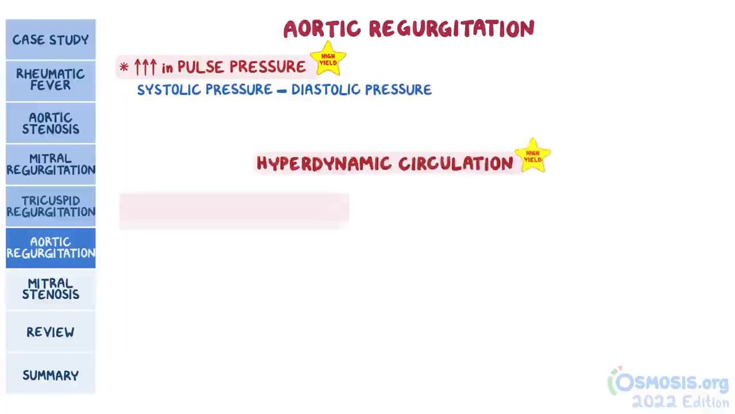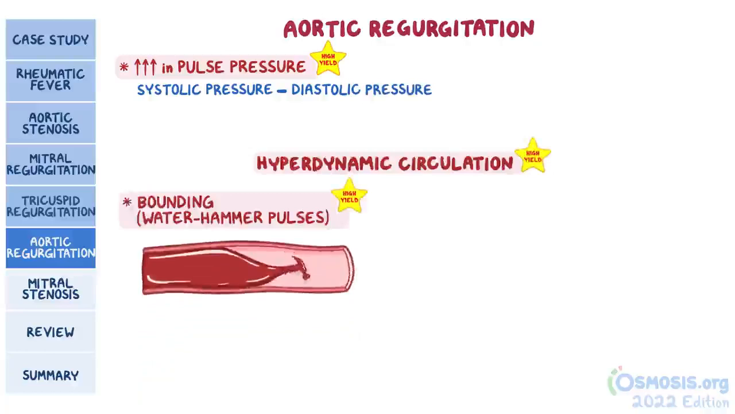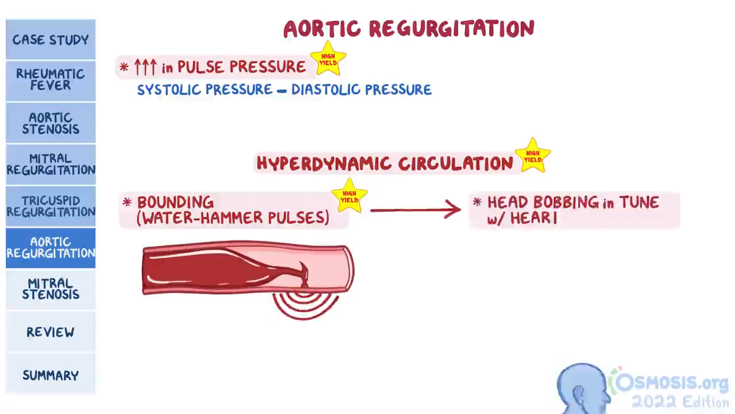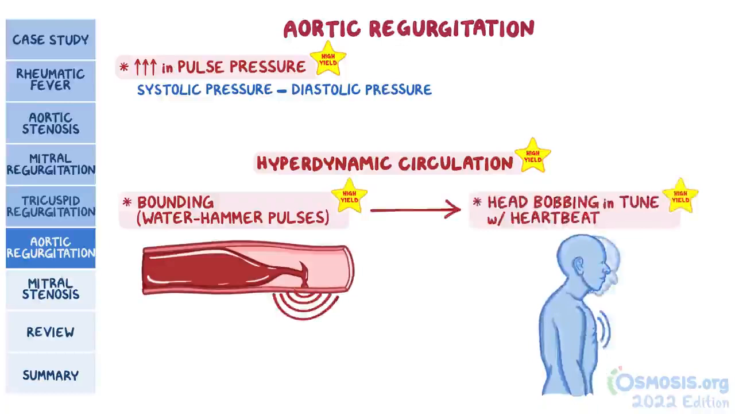People with hyperdynamic circulation have bounding pulses or water hammer pulses because the blood slams like a hammer against the walls of the arteries with each heartbeat. In chronic and severe cases, these bounding pulses can be dramatic enough that they cause head bobbing that's in tune with the heartbeat. Over time, aortic regurgitation can progress to left heart failure.